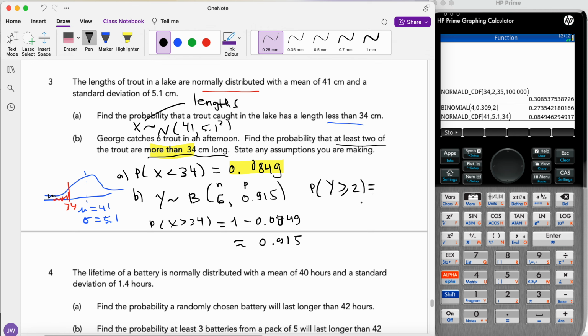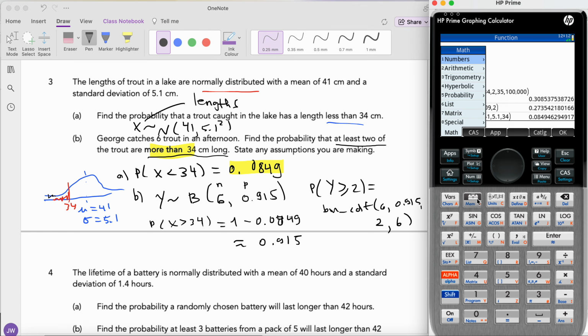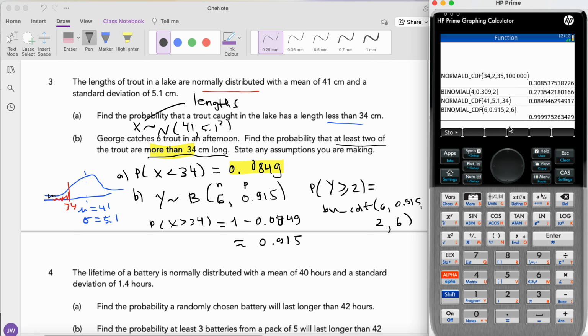Alrighty, so remember what we're going to do. We're going to go to the binomial, and we're going to go to the cumulative, and then we're going to put in our n, our p, and then remember, you're going bigger than 2, 6 altogether, so you're going to go from 2 to 6. Let's do it. Probability, cumulative, binomial, and then we have 6 trout. Each time that you're doing this, they're independent. You catch a trout and either it satisfies that or not, and you're happy with anything from at least 2. So you're picking 2, 3, 4, 5, 6.